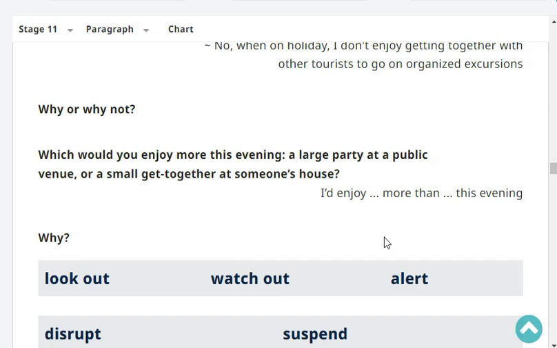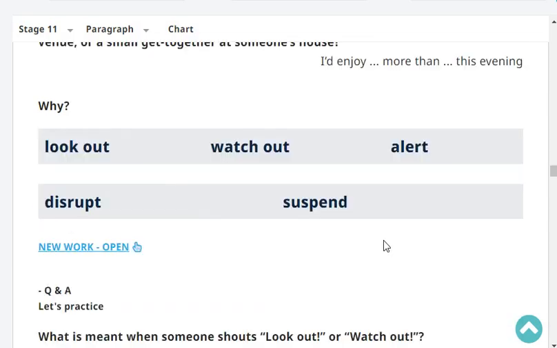Very good. Okay. Which would you enjoy more this evening? A large party at a public venue or a small get together at someone's house? I'd enjoy a small get together at someone's house more than a large party at a public venue this evening. Why? Because I don't like crowded places. Yeah, very good. Me neither.